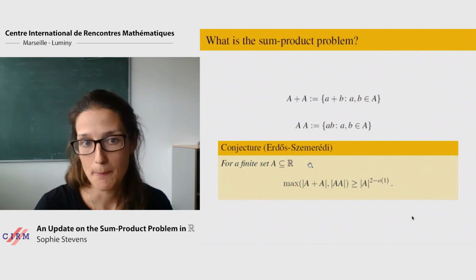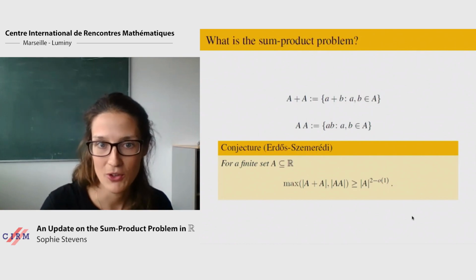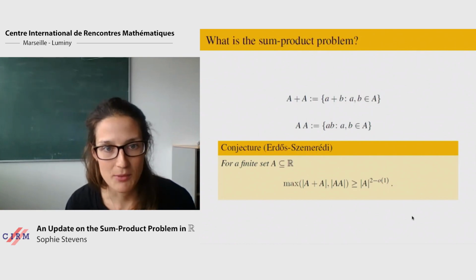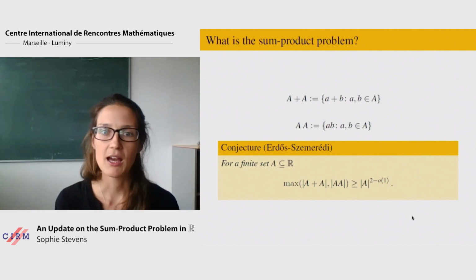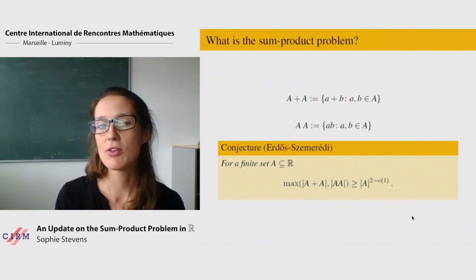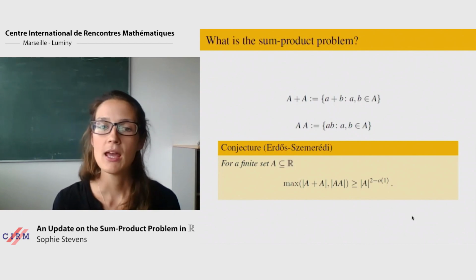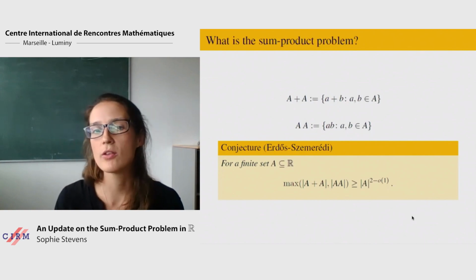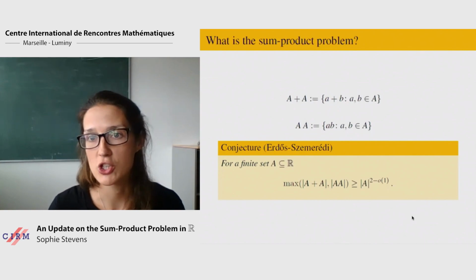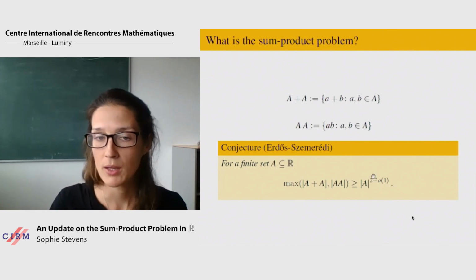It's a conjecture published by Erdős and Szemerédi, although Mel Nathanson tells me that it was thought of by Erdős significantly earlier, which says that given any finite set A, one of these two auxiliary sets, either the sum set or the product set, should be large. And by large, I mean almost as large as possible.